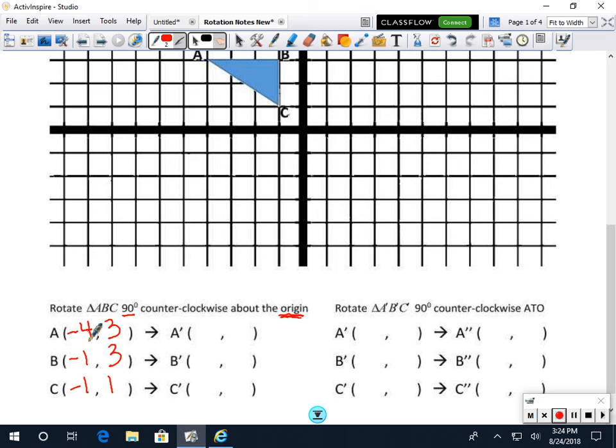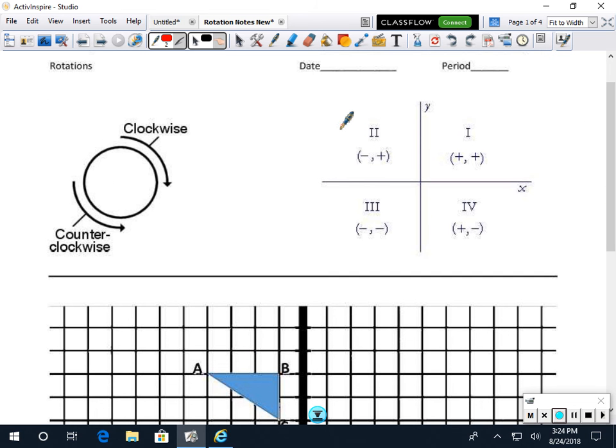The rule is that we switch the x and y's. So A prime now will switch just the numbers. Don't worry about the signs yet. So we're going to switch to 3, 4. But to determine the signs of these points, we need to look at where we're moving it to. And that's where this is going to come in handy.